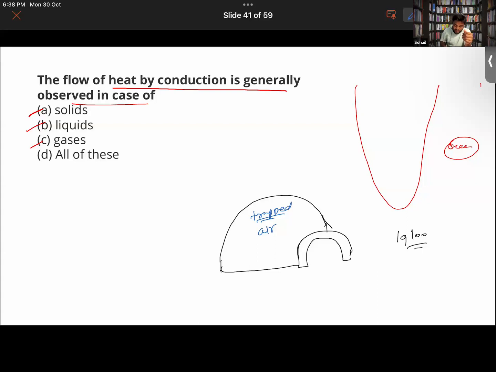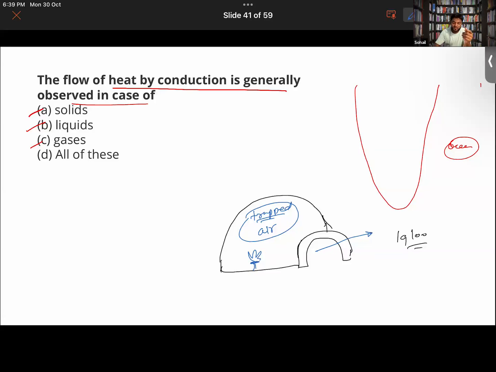So what will happen? You will light a fire inside this igloo. Not a big fire, a small fire. Thereby the air will become warm. But since air is a bad conductor of heat, it will not allow the heat to pass outside. So the inside of the igloo remains warm. That is how an igloo is used by the Eskimos during severe cold. They are built by the people to live there in the cold deserts.